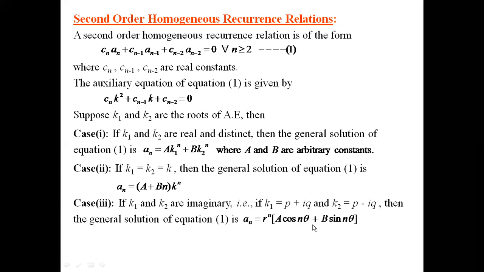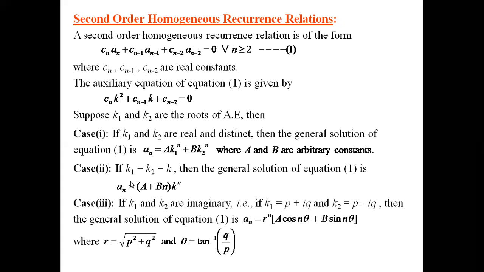We have r and theta also, and there is a separate formula for r and theta. R is given by square root of p square plus q square, where p is the real part and q is the imaginary part. So square root of real square plus imaginary term square. And theta is given by tan inverse of q by p.